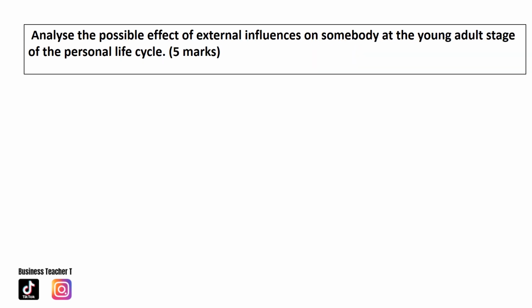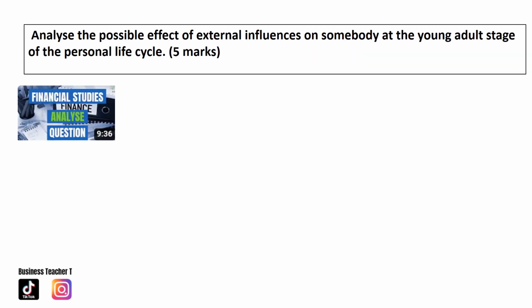Next question, and it's an Analyse question. Analyse the possible effect of external influences on somebody at the young adult stage of the personal life cycle. Now, this is a topic 2 related question. So if you're not familiar with external influences, or you don't remember it, then do ensure that you have gone over this material because it's key to know about the personal life cycle.